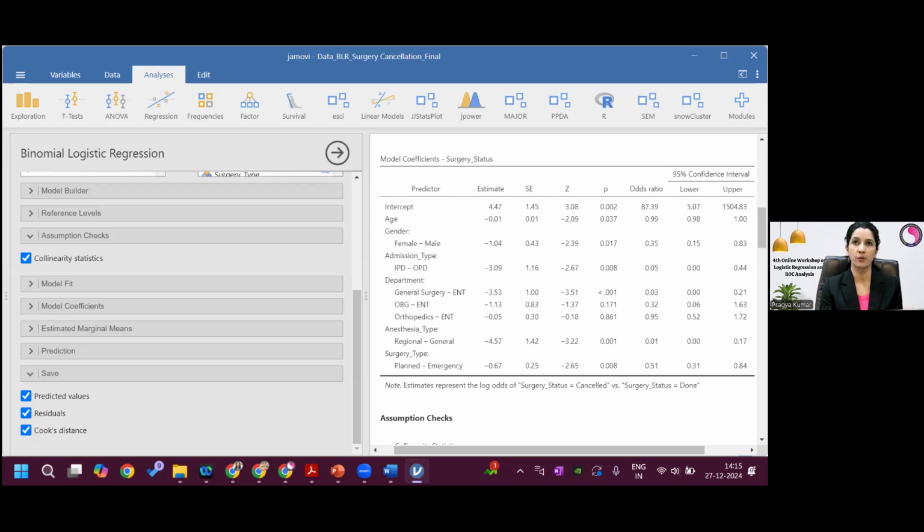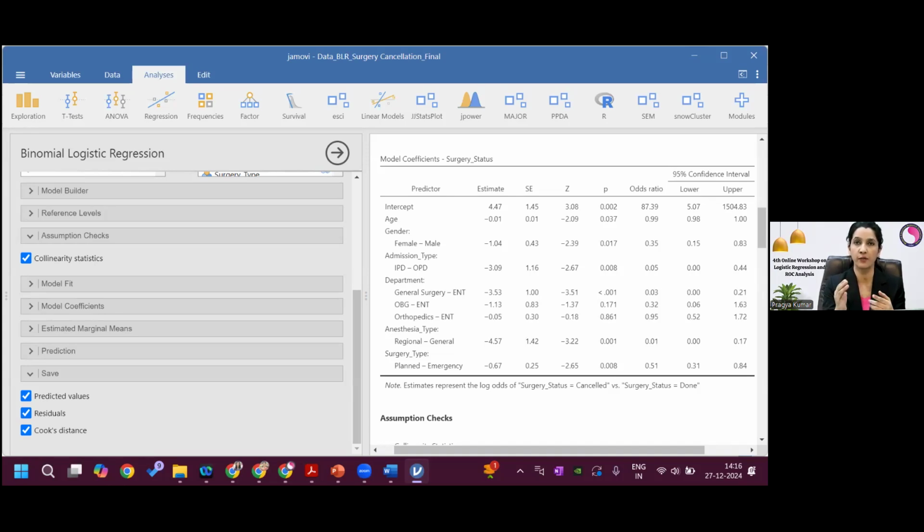Similarly, if you want to compare age, since age is a continuous variable. So for a continuous variable, how do we interpret? We say that a 1 unit increase, so basically here we say that a 1 unit increase in age, or a 1 year increase in age, leads to a change in the odds ratio, meaning a change in the surgery cancellation.